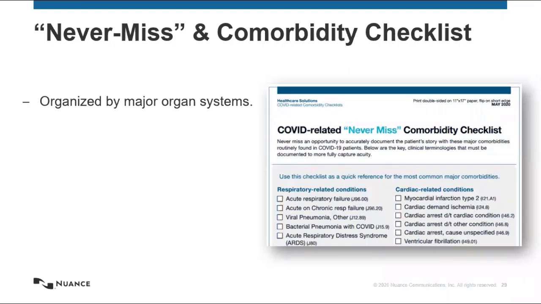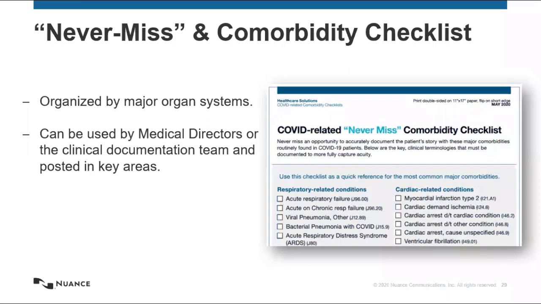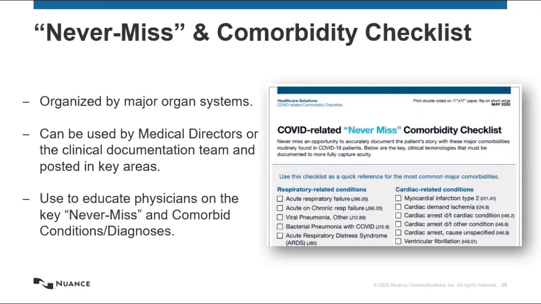We have organized them by major organ systems. We anticipate they're more likely to be used by medical directors, whether it's the medical director of the ED or critical care or quality, utilization review, the chief medical officer. We also anticipate the clinical documentation team may use them and post them in critical areas, because the most useful part of them is for education. Just so people know the terms, we've also included ICD-10 codes just in case people had any questions about that.